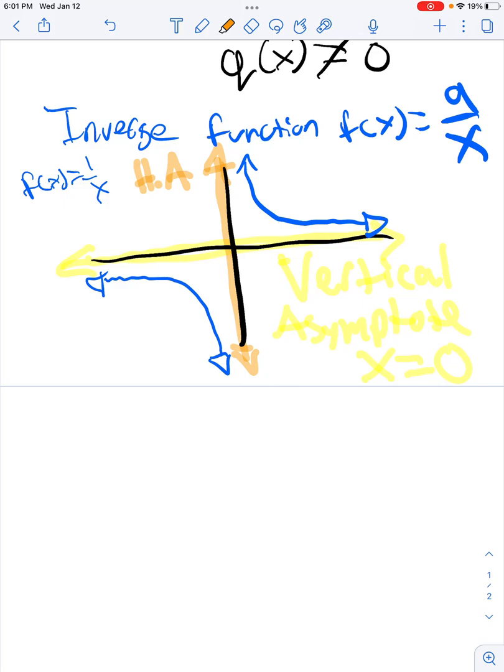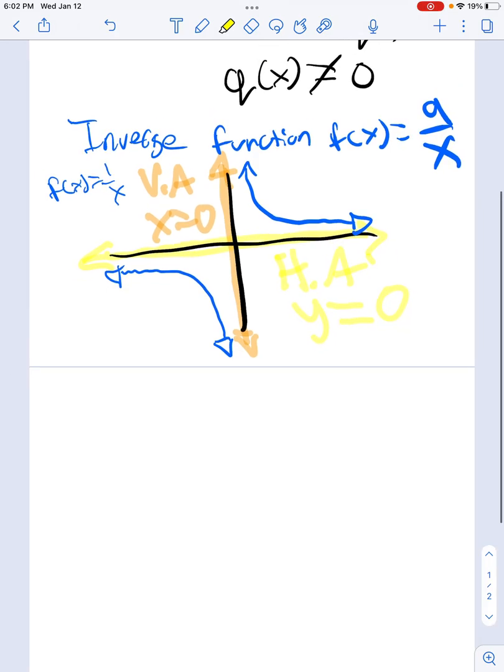Oh, excuse me, I said those wrong. Let me fix that. Apologize. So again, the vertical asymptote is the orange one, and that's the line x equals 0. It's never going to cross. Our blue function is never going to cross. And then the yellow one is our horizontal asymptote, which is the line y equals 0. It's never going to cross.